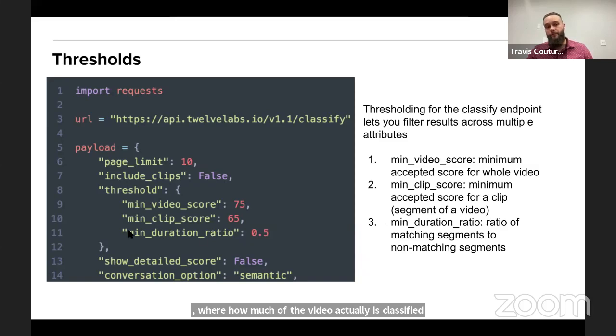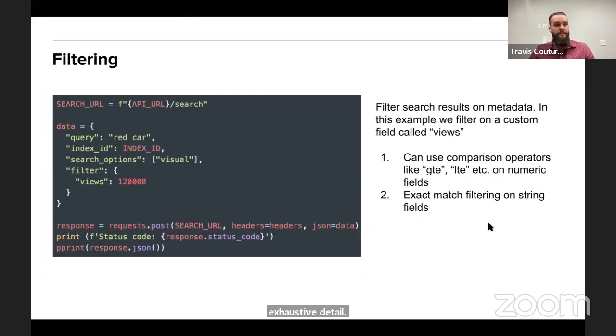So these are just some examples on the thresholding side. You can also set exact score values and things like that. But again, we don't want to go into exhaustive detail, just provide a little bit of a teaser of what you can do in the API that you can't do in the playground just yet.